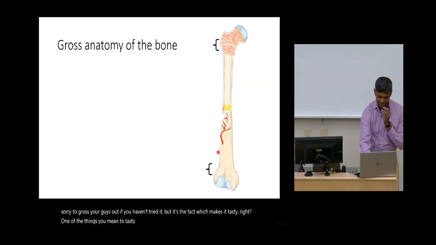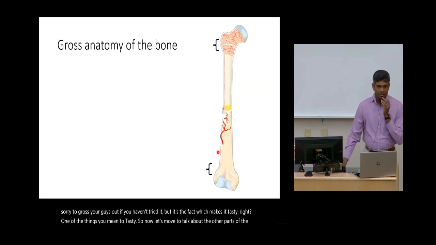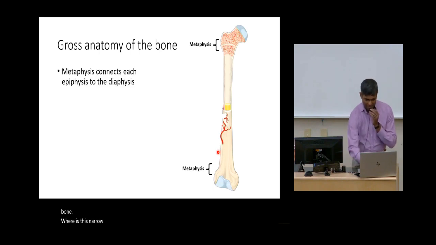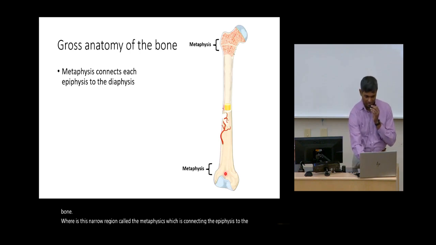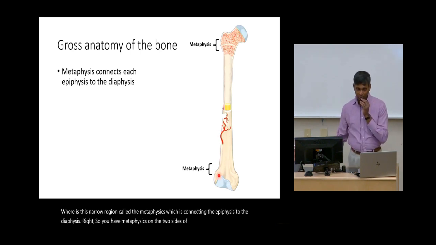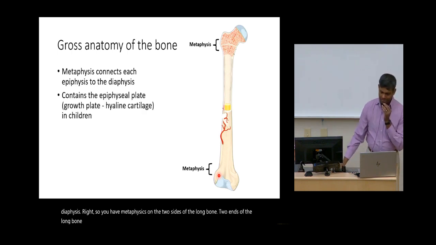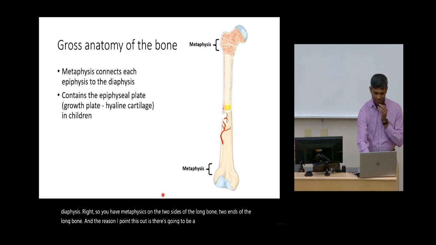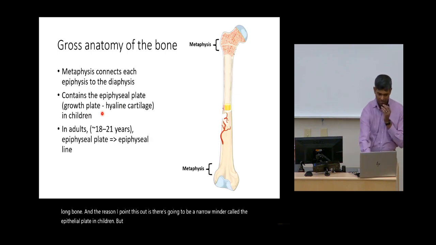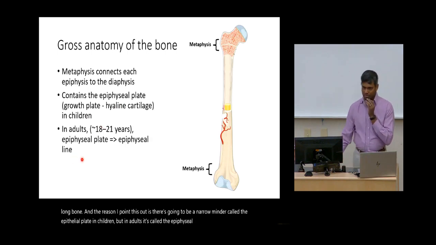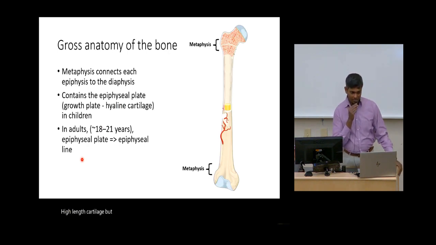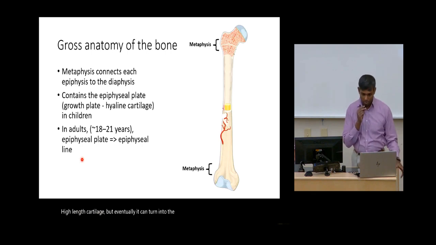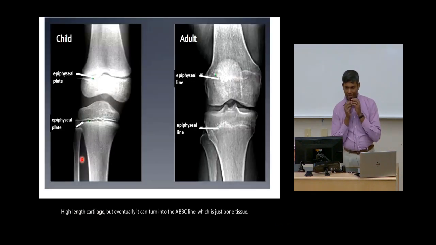So now let's move to talk about the other parts of the long bone. There is this narrow region called the metaphysis, which is connecting the epiphysis to the diaphysis, right? So you have a metaphysis on the two ends of the long bone, and the reason I point this out is there's going to be a narrow line there called the epiphyseal plate in children, but in adults it's called the epiphyseal line. The epiphyseal plate is made up of hyaline cartilage, but eventually it can turn into the epiphyseal line, which is just bone tissue.